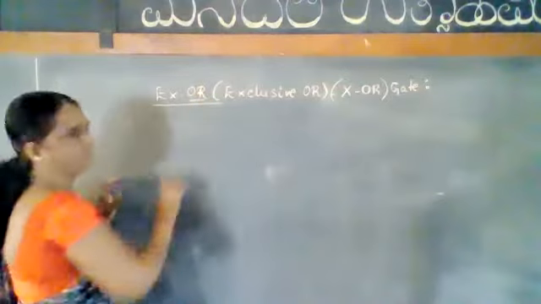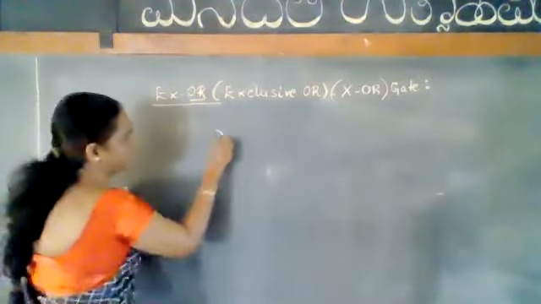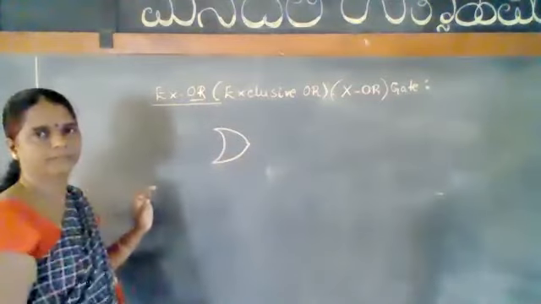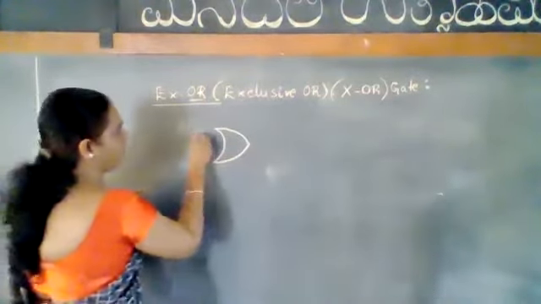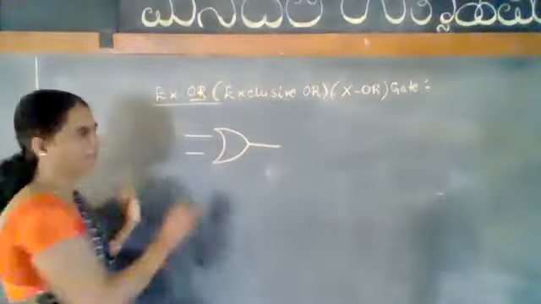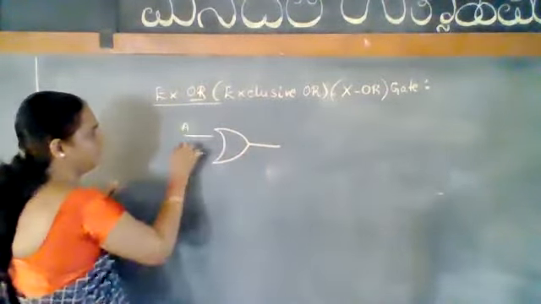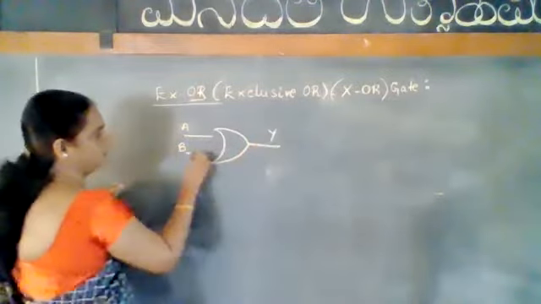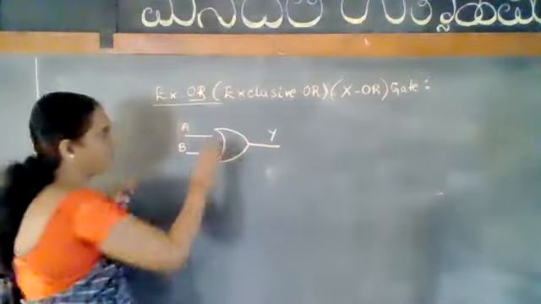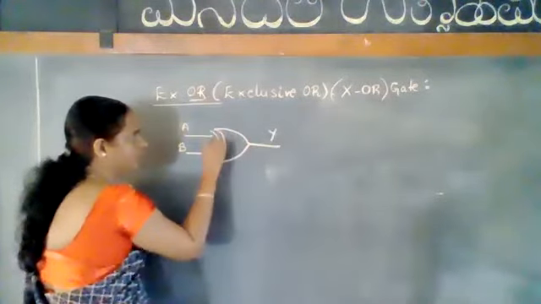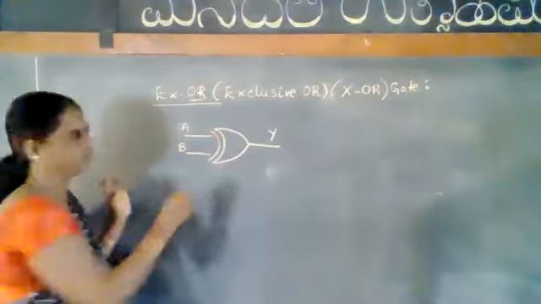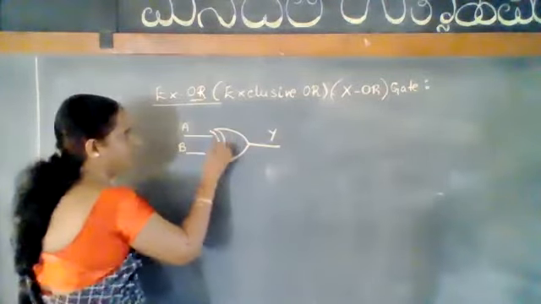See, some OR is there. So for that reason, we write the symbol of OR only. This is the symbol for OR gate with two inputs A and B, and Y is the output. But to indicate that it is exclusive OR, what we have to do is, while writing the symbol, put one more curve. I think you are understanding.